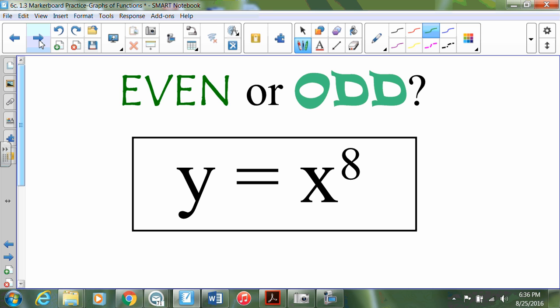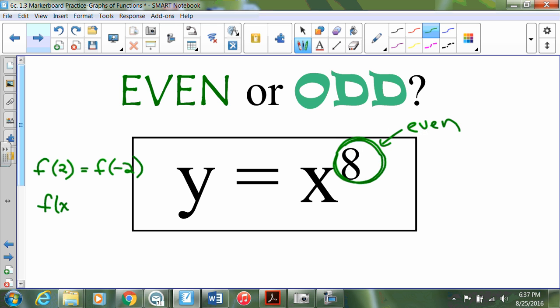Okay, even or odd. We did these in class, and we basically discovered that as long as we had x raised to an even power, it was going to be even. I'm not going to plug in 2 and do 2 to the 8th power because I don't have a calculator with me. But you can pause, and certainly we would find out that f of 2 would equal f of -2. Both plugging a 2 into this or -2 is going to give us the same answer. So basically, f of x would equal f of -x, and that's another way to think of even functions.